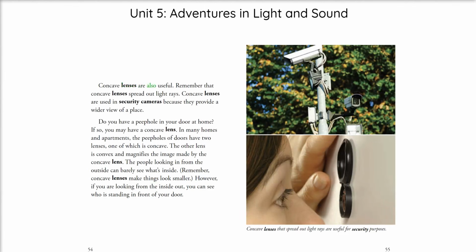Concave lenses are also useful. Remember that concave lenses spread out light rays. Concave lenses are used in security cameras because they provide a wider view of a place.